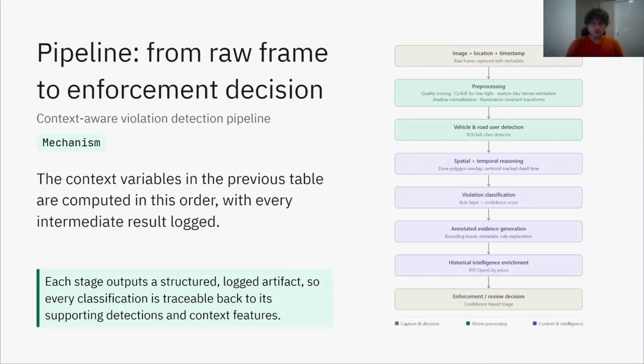Let's come to the pipeline of this project. This is the most important part of this presentation. Why? Because this is where all of the processing happens. This is where we run everything. Let me explain how everything works. First, the image comes in with its location and its timestamp. The location and the timestamp are only for metadata purposes. The image goes through pre-processing.